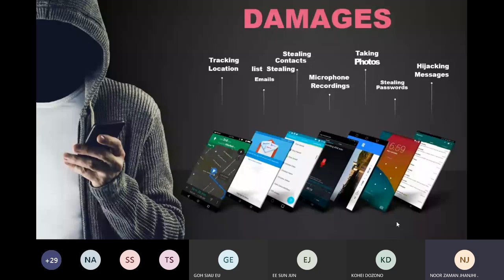The next slide is explaining what type of issues these three factors can bring for us. A lot of issues. They can find our tracking, location. So where is the privacy? They can steal our passwords. They can steal our emails. They can steal our secure information. They can steal our microphone recordings.